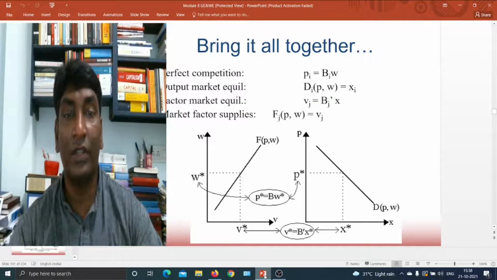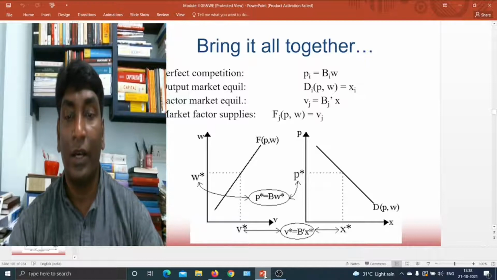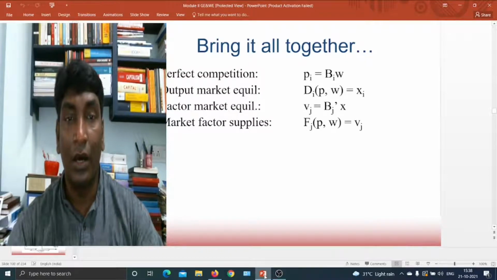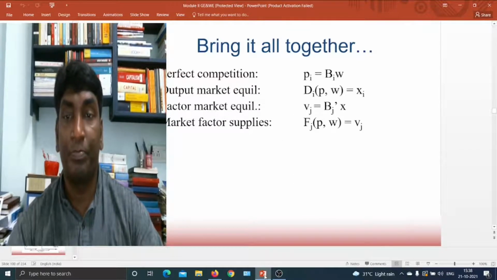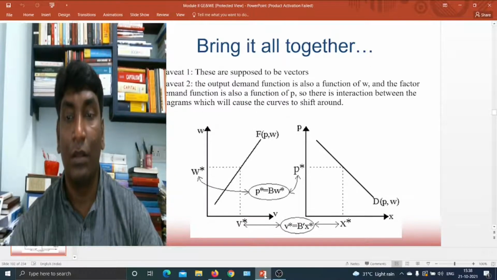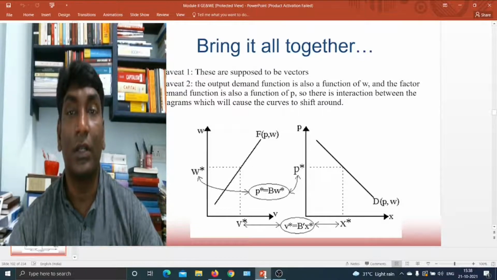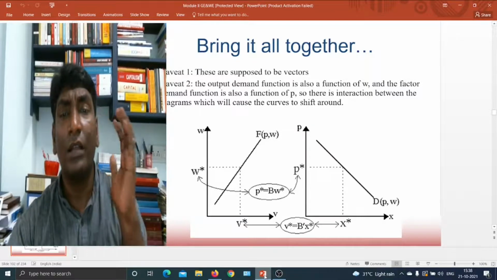Once you have this, in the perfect competition case you have this particular diagram as a result of that assumption, where you have a supply and you have d(pw), which is nothing but output market equilibrium, and you have p star which is equal to pw star. Okay, this is the perfect competitive equilibrium, or the ideal factor, as well as the x and w combination. So these are supposed to be vectors.